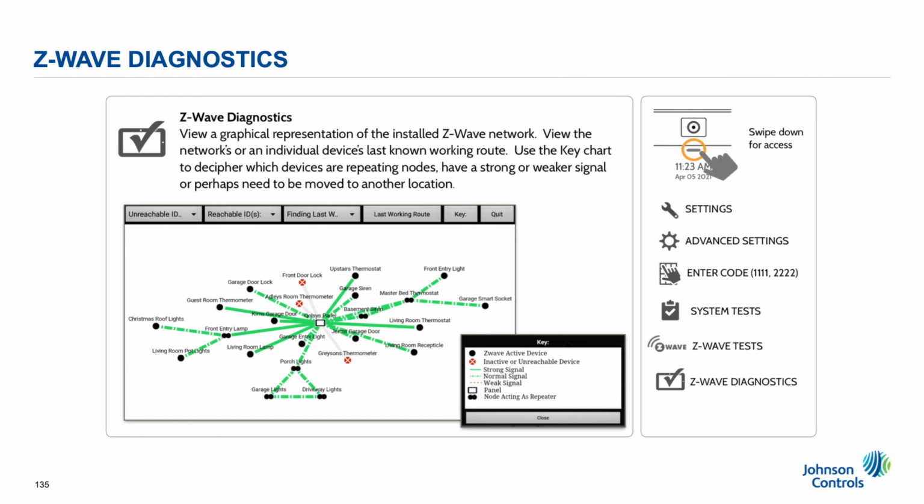And then third, come back to the Z-Wave diagnostics app. The map will show the route that was last taken and the signal strength of that device. This allows you to see the mesh that's been created and the actual routes being taken.